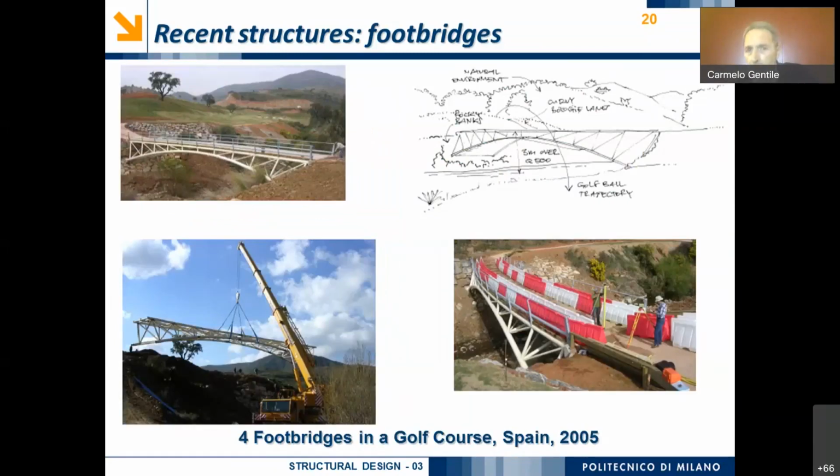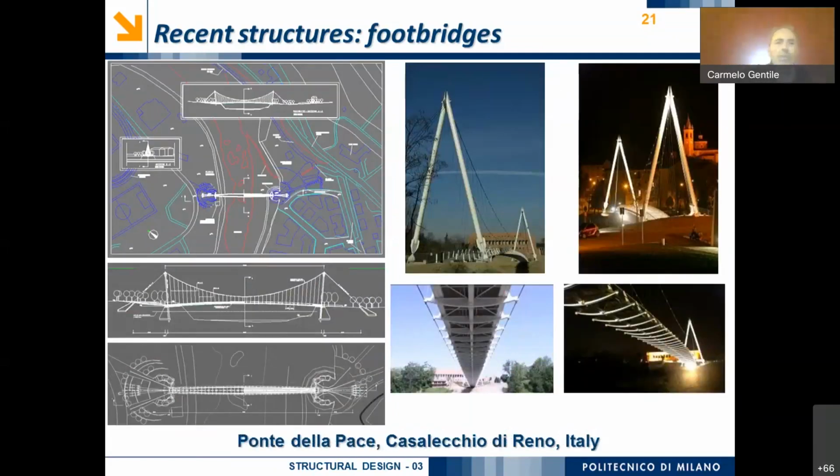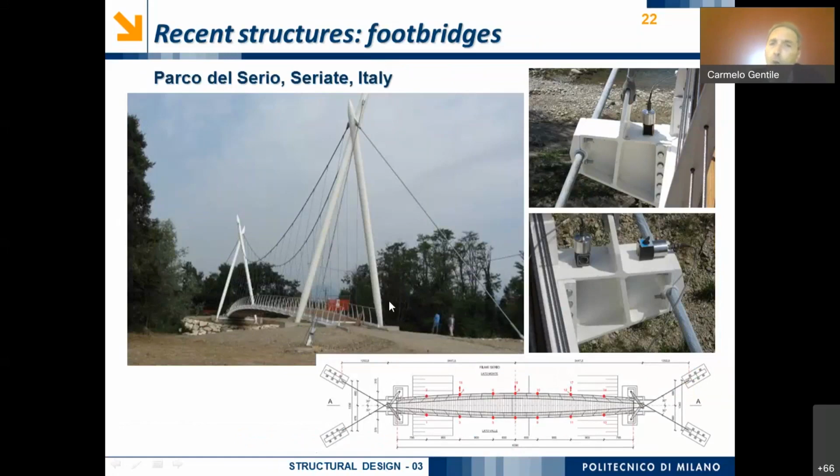Okay, perfect. So I have just introduced this one, in which there is again a suspension bridge in Italy, in Casalecchio di Reno, near Bologna, and I have just commented that this kind of bridge is a very interesting architectural design, and there is also a similar bridge closer to Milano, in Parco del Serio, near Seriate, about 50 kilometers from Milan.